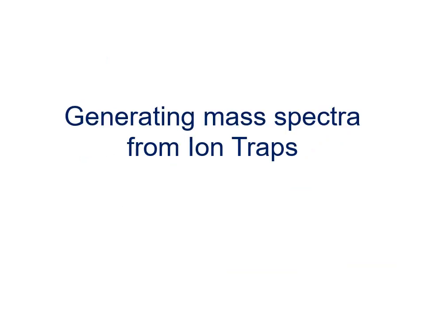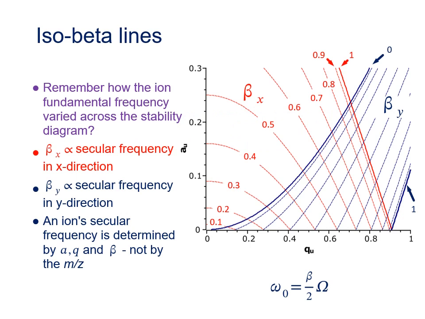In this section, we're going to look at how you generate mass spectra from ions trapped in ion traps. In a previous session, we looked at how the ion oscillation frequency varied depending on where you were in the stability diagram. In a perfect quadrupolar field, you can consider the ion motion in the x direction and the ion motion in the y direction completely separately. So using that long irrational fraction, or by the ion modelling method, we could determine the ion oscillation frequency in both the x and the y direction for an ion at any point within the stability diagram.